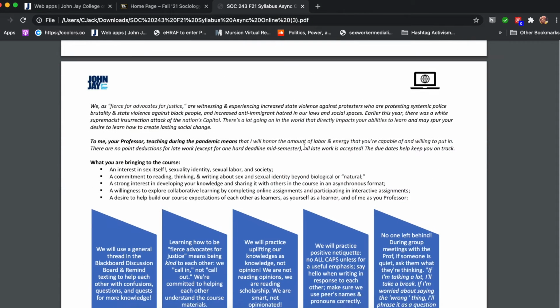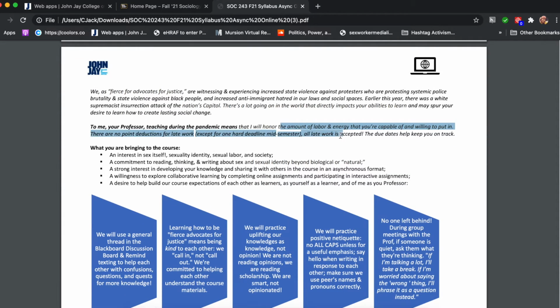And part of that means that I will honor the amount of labor and energy that you're capable of and willing to put in. So there's no penalties for late work beyond two sort of concrete due dates, one in the middle of the semester and one at the end of the semester. But if you're doing something and you're a couple days late or a week late turning it in, that's fine. There's no points off, right? The due dates are suggested due dates to help keep you on track, okay?